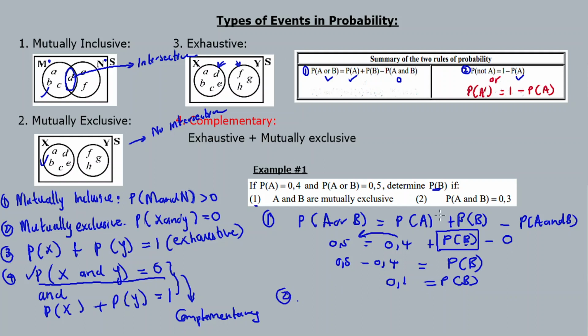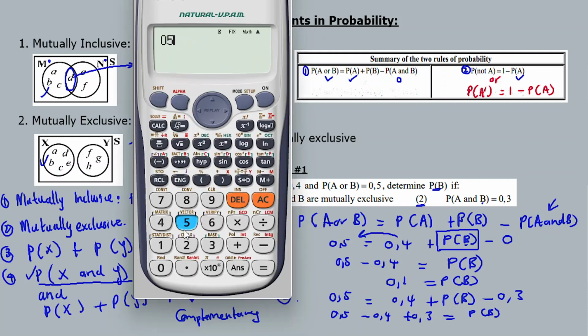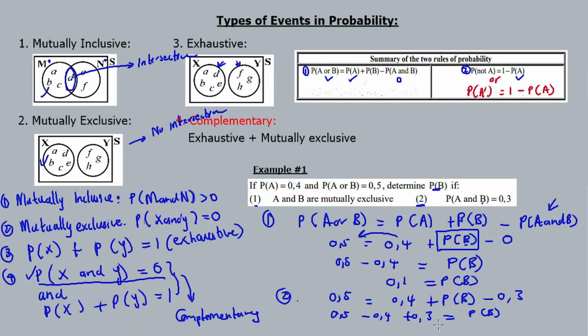Number 2. If the probability of A and B is equal to 0.3, so this time instead of 0 it says 0.3, we substitute again: 0.5 equals 0.4 plus the probability of B minus 0.3. Then we solve for B. Remember in number 2 the probability of A and B is equal to 0.3. This doesn't change. The only thing I change here is the probability of B equals 0.5 minus 0.4 plus 0.3. Our answer is 0.4. So 0.4 is equal to the probability of B.